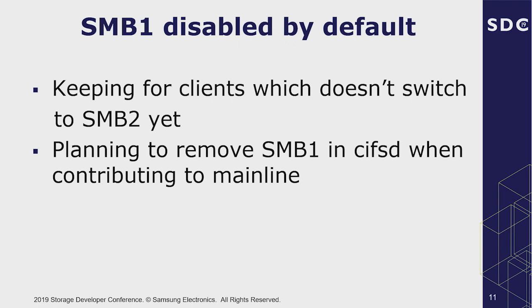Other SMB clients will eventually switch to SMB 2, but I think it will take time. So SMB version 1 in CIFSD is optional, and the code can be easily removed. We are planning to post only an SMB version 3 server that removed SMB version 1 when contributing to Linux mainline.